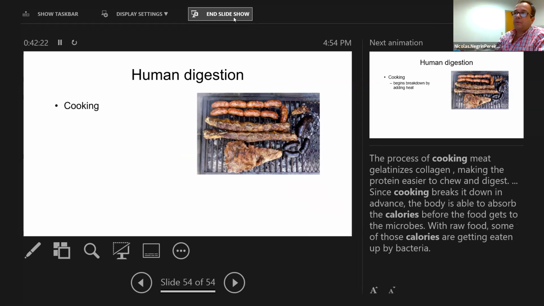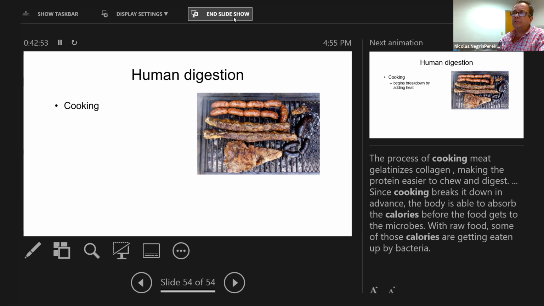And last, I want to talk a little bit about cooking. Cooking is the process of cooking meat. What it does is gelatinize the collagen, and that makes the protein easier to be digested by the animal, or by the human, by the person. Cooking is a kind of breaking down of the different structures of the feed before ingesting the food, so the body is able to absorb more calories.